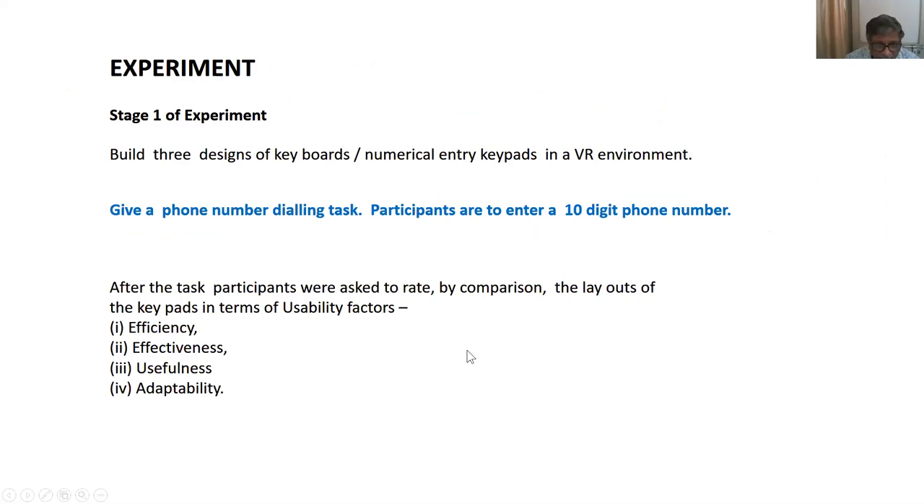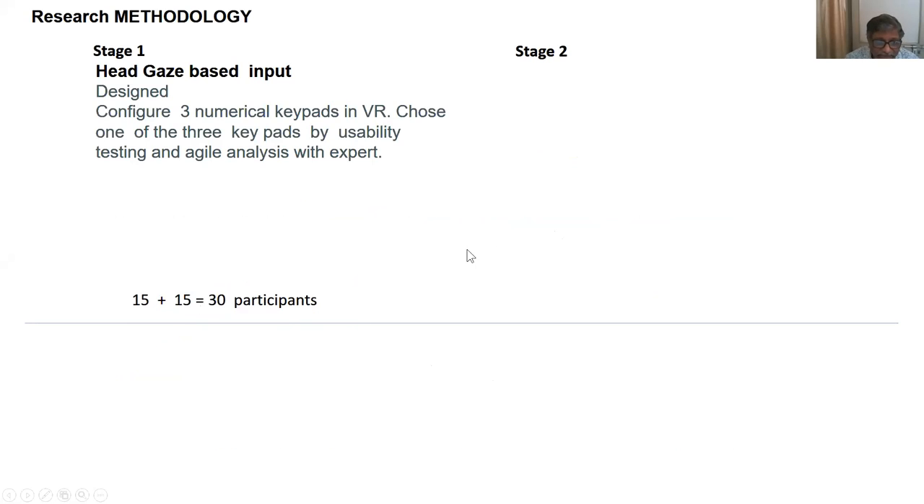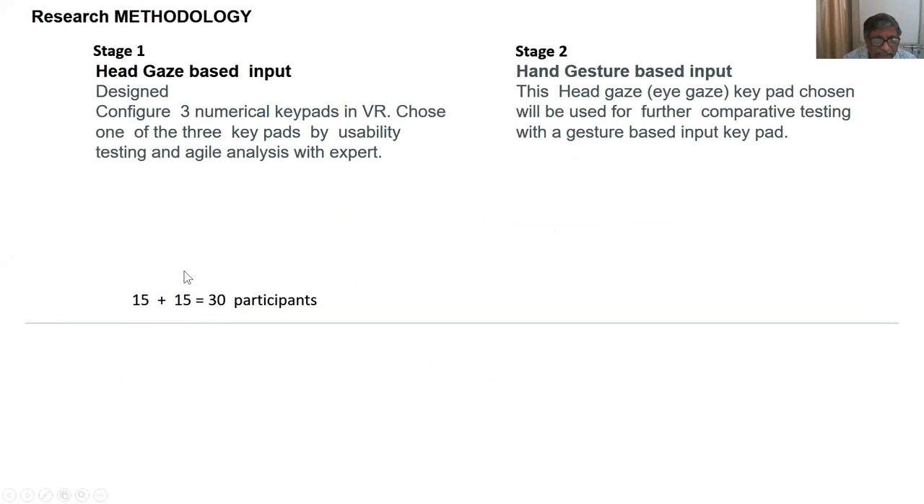We gave a phone number dialing task, and we asked the participants to enter a 10-digit phone number in an augmented reality product we actually created. We had to create this. I told you, we created the whole thing, and we gave them this task. We wanted to find out which one would be better or acceptable. Will there be errors? Will they get confused? So we wanted to find out these parameters, and we wanted to compare those two, three keypads. So we took a number of participants, and in half of them we used head gaze, and in the other half we used hand gesture. This is A and B testing, and we wanted to compare the two.